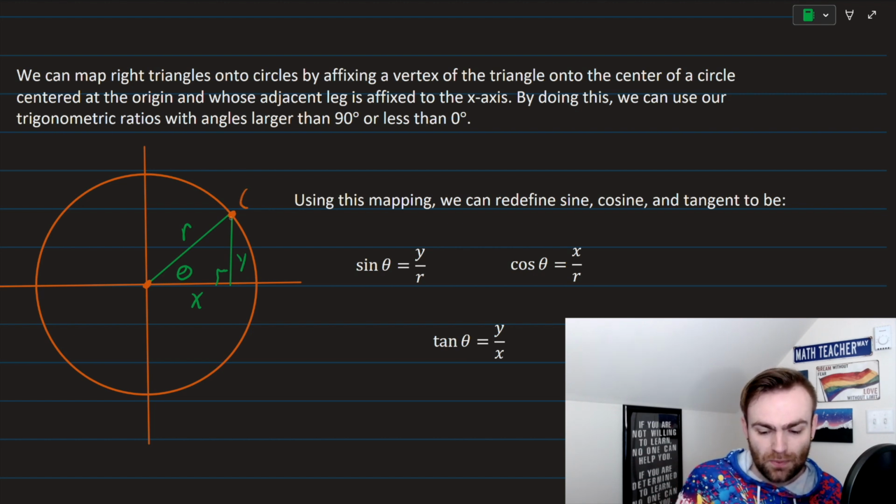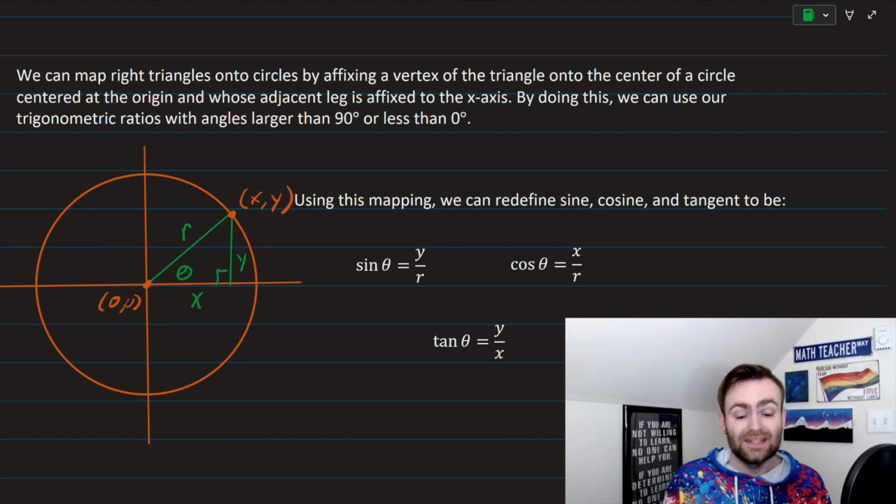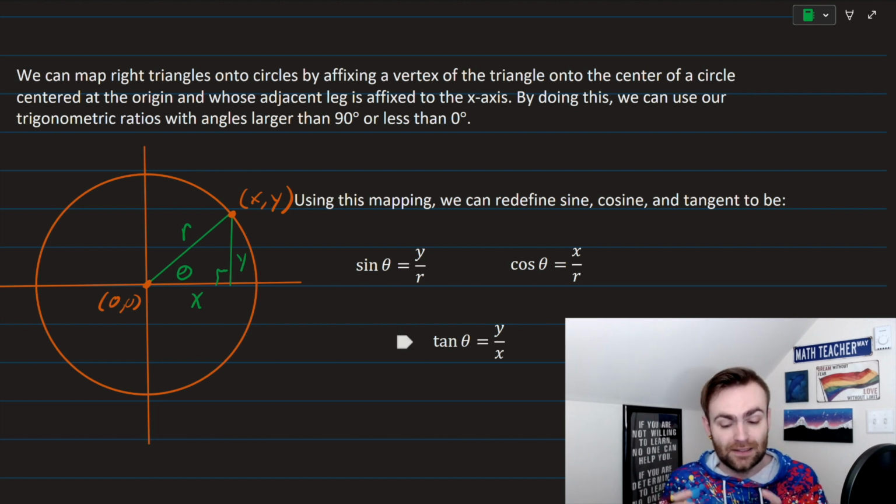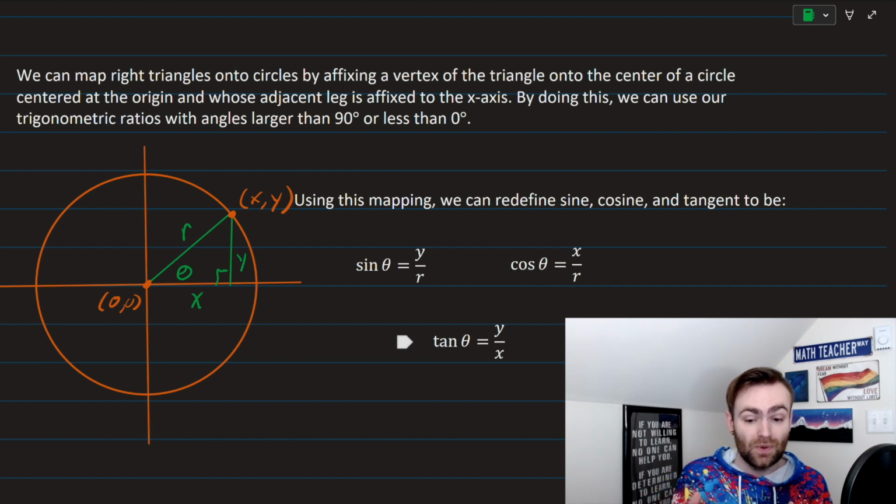So first of all, this point here would be x comma y, and this point here would be 0, 0. So the sine, if we use our trigonometric ratios, the sine of this angle would be the opposite divided by the hypotenuse, y divided by r. So sine of theta is equal to y divided by r. Cosine would be the adjacent divided by the hypotenuse, so we get x over r. And tangent would be the opposite divided by the adjacent, or y divided by x. And in doing so, we can actually find sine, cosine, and tangent of multiple angles.